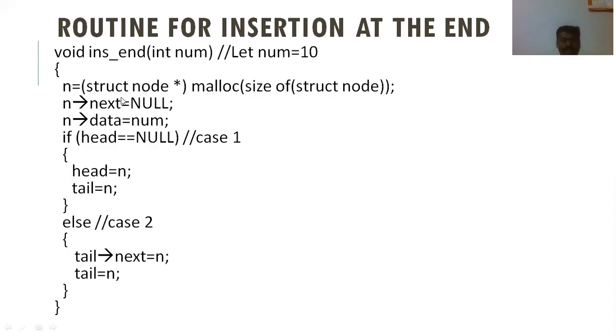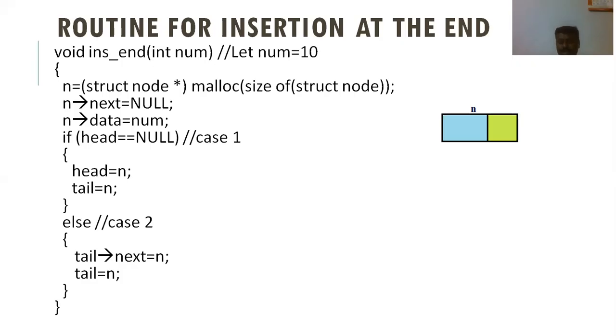Then n dot next equal to null, n dot data equal to num, it's a number. If head equal to null, that's no problem. Just insert the first element. The first position, mid position, last position, all are the same position here. So no problem. Head equal to n, then tail equal to n, then insert the data. Otherwise, in the else statement, tail dot next equal to n, then you insert the data at the tail position. Take the example n, just allocated the memory location. In this node you have two positions.